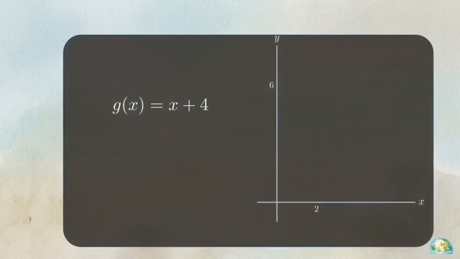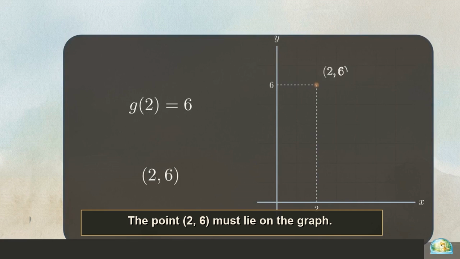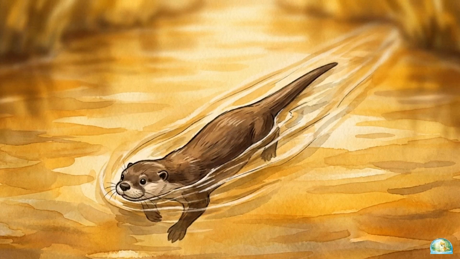We use the rule to find the output for input 2. Evaluating the function, g of 2 equals 2 plus 4 equals 6. Because the calculated output is 6, the ordered pair is (2, 6). The point (2, 6) must lie on the graph. Evaluating a function's rule always guarantees the correct single destination point on the graph.